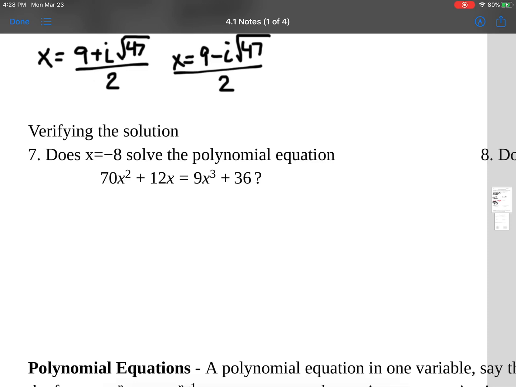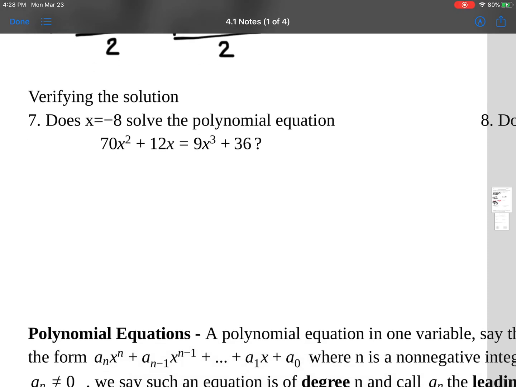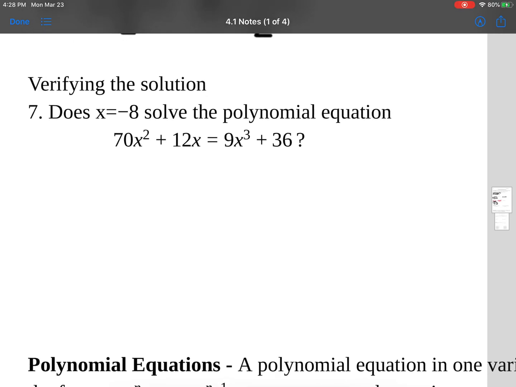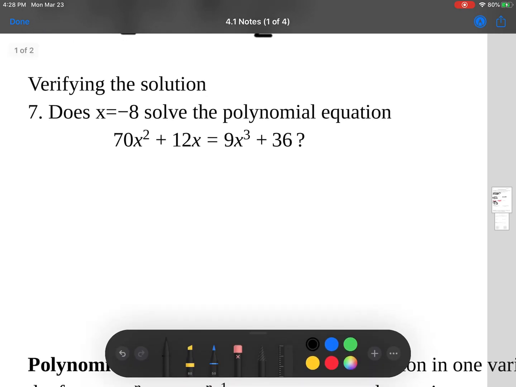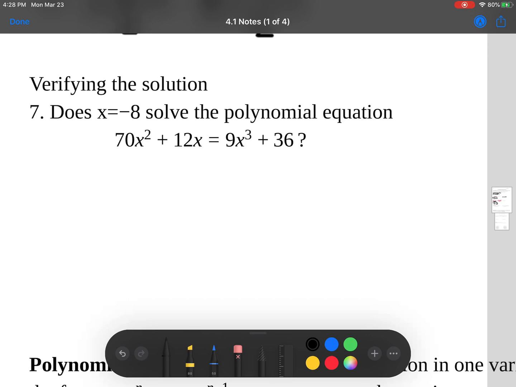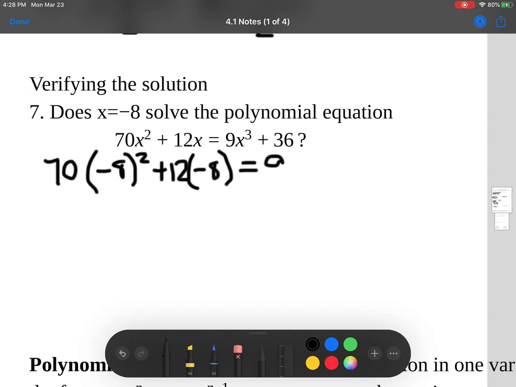The next part is verifying a solution. The easiest way to verify really just means plug in what you've got. So we'll take this here. We have 70 times, now we're asking for x is negative 8, so negative 8 squared plus 12 times negative 8. We're going to see what this comes out to be, and we're also going to figure out if it works over here. So if we plug in the negative 8 and we cube that, plus 36.